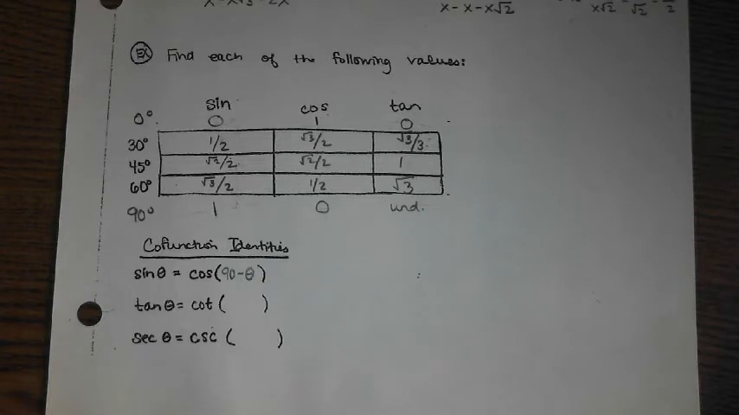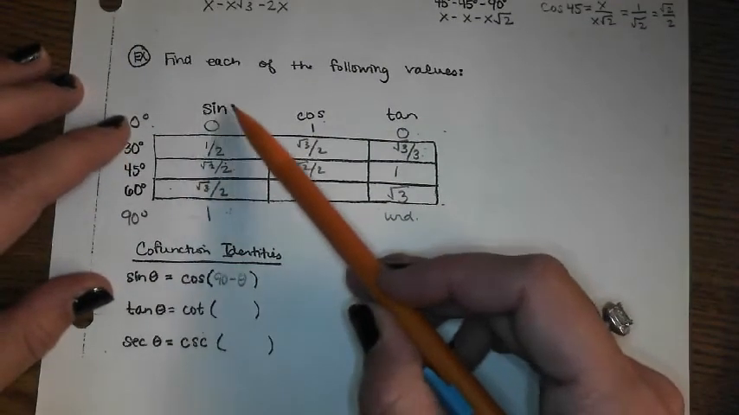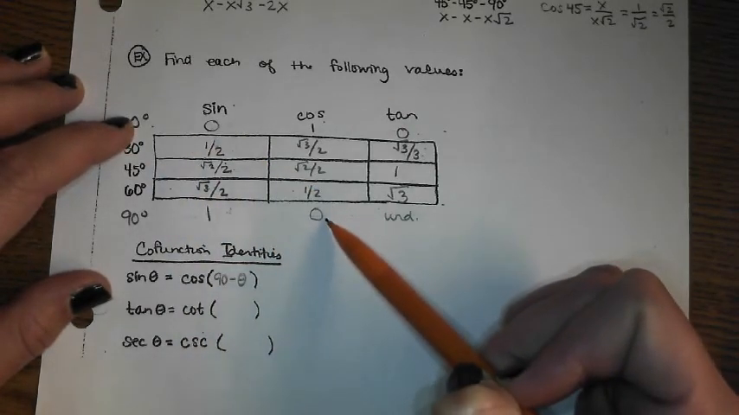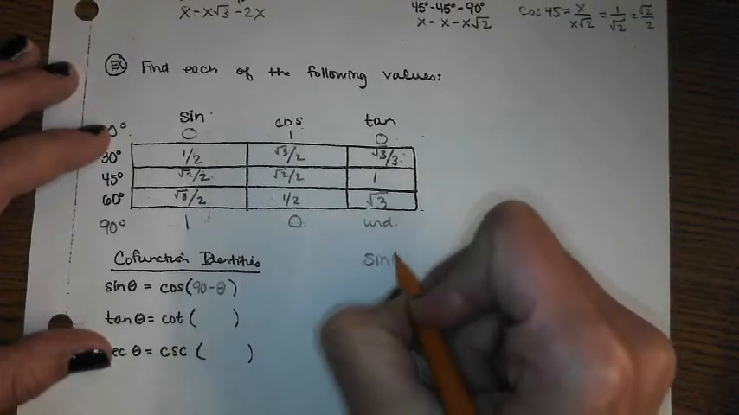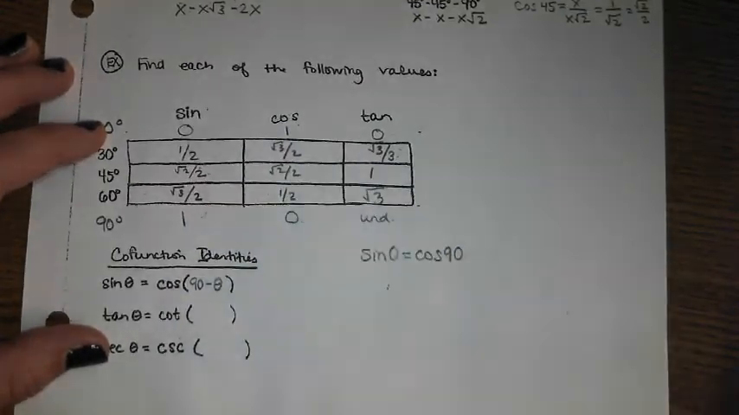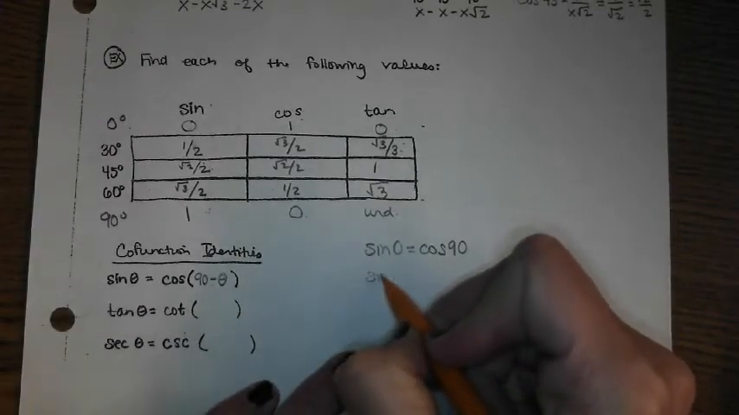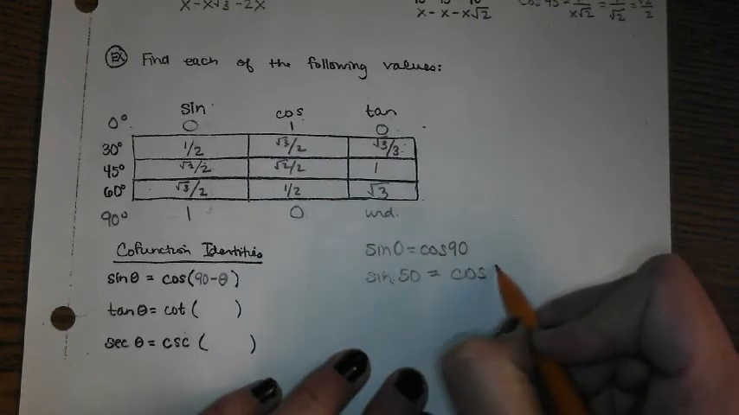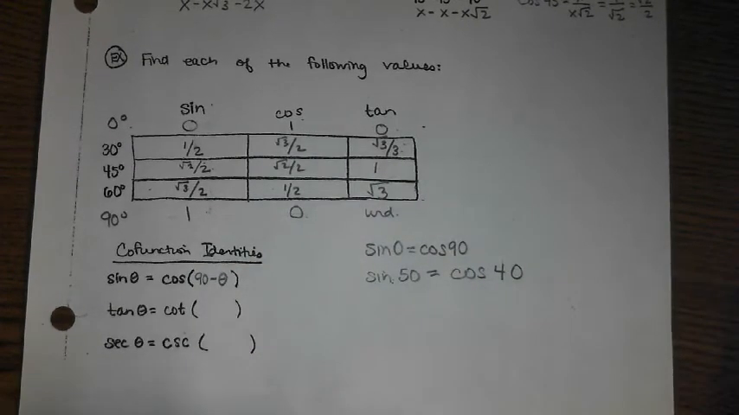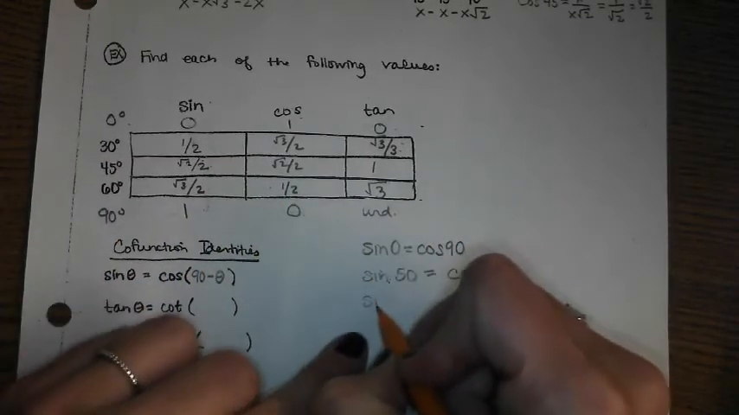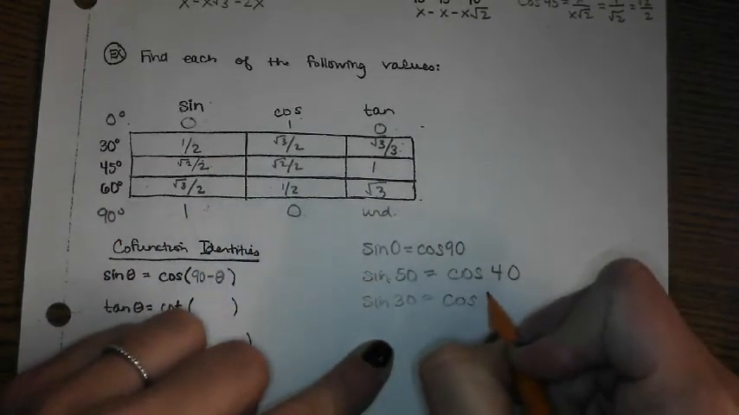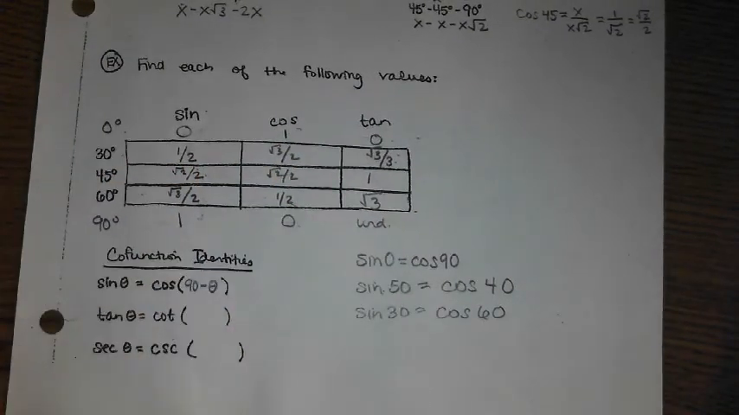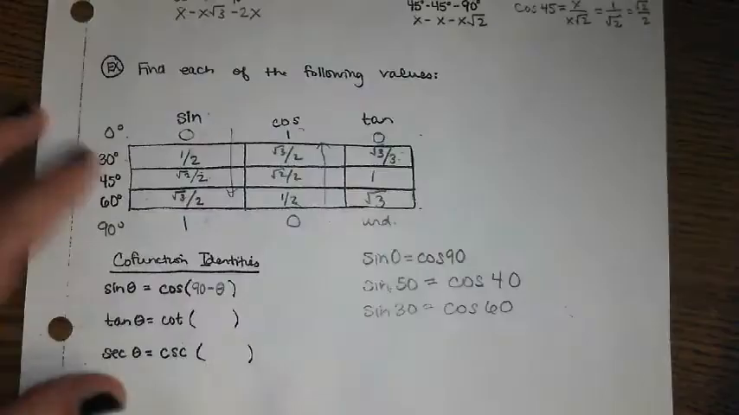And look, you can see it just with our table. The sine of 0 is 0. That means the cosine of 90 is the same thing. The sine of 0 equals the cosine of 90 because those are complements. The sine of 50, even though we don't know that value, is going to be the same as the cosine of 40 because they're complements. You can see the sine of 30 is the same as the cosine of 60. It's interrelated with the fact that these columns are backwards versions of each other.